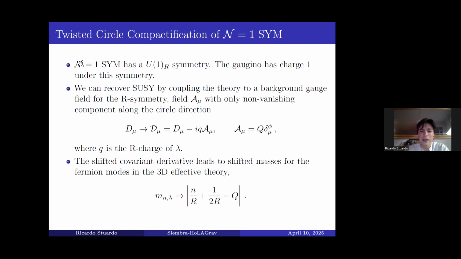However, N equals 1 super Yang-Mills has a U(1) R-symmetry, which is a global symmetry, which you can think of as just changing the fermion by a phase. You do a phase transformation of the fermion.